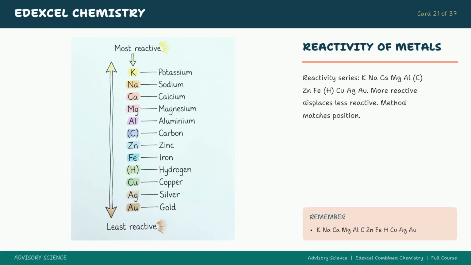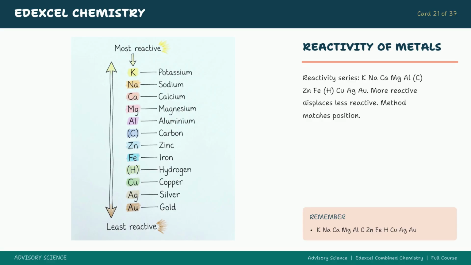Metals react by losing electrons. That's oxidation. The reactivity series ranks from most reactive to least. Potassium, sodium, calcium, magnesium, aluminium, carbon, zinc, iron, hydrogen, copper, silver, gold. Silver and gold are very unreactive, which is why we like to use them for jewellery.